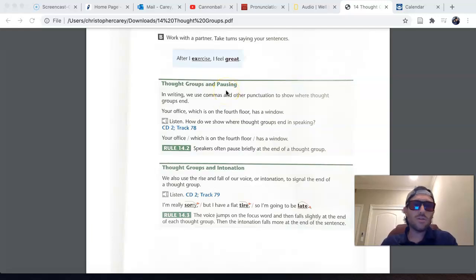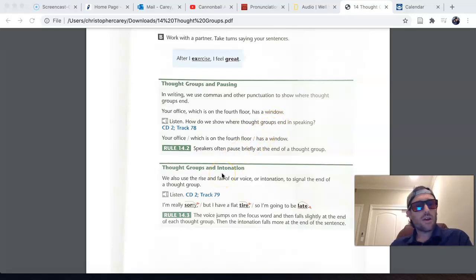And where do we pause? Well, anytime you have a comma, for sure. Anytime you have a period, for sure. A semicolon would also indicate a pause. And then we also talked about earlier conjunctions, right? And, but, or, because. Those are also going to be indications that you should pause in speaking.